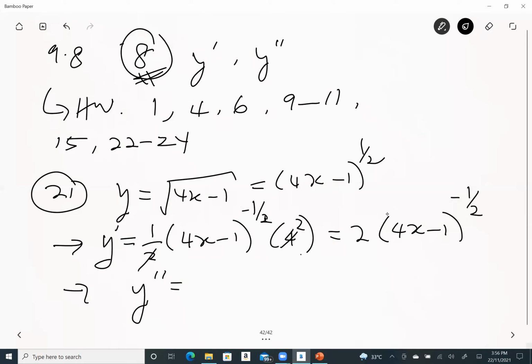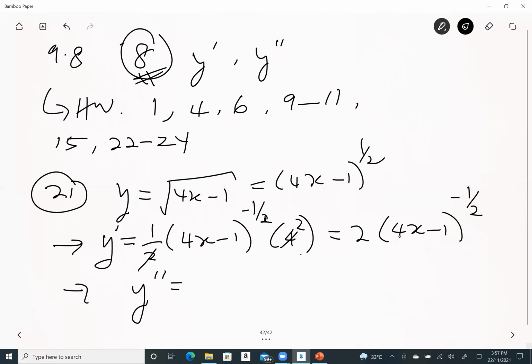What is it? You bring down what? Negative half. So negative half multiplied by 2. It will be negative, 4x minus 1, with the power negative 1 minus 1, so power negative 1.5. Negative half minus 1, that is negative 3/2, so 1.5. After that, what do we do?